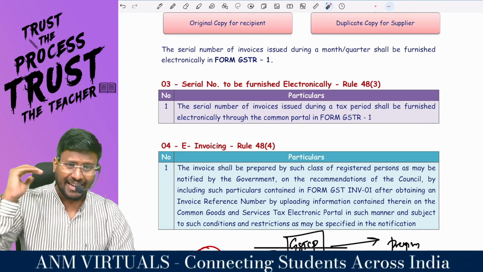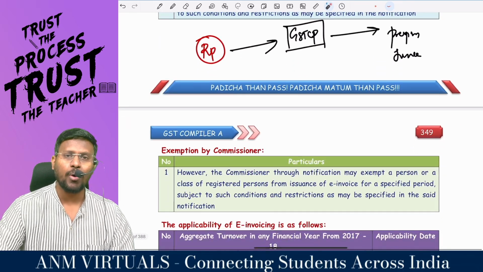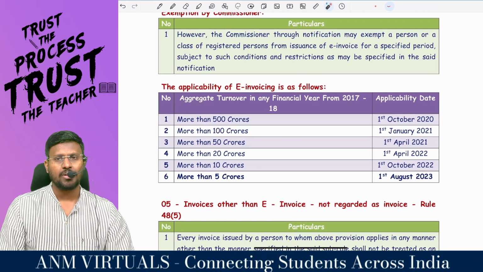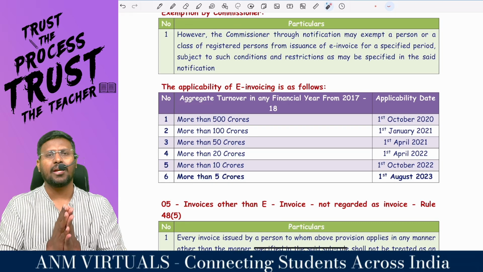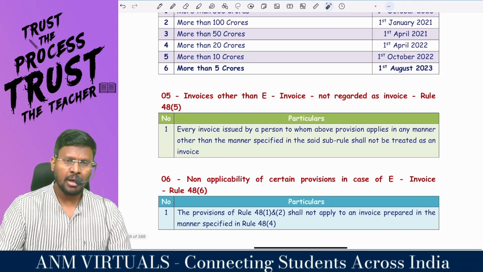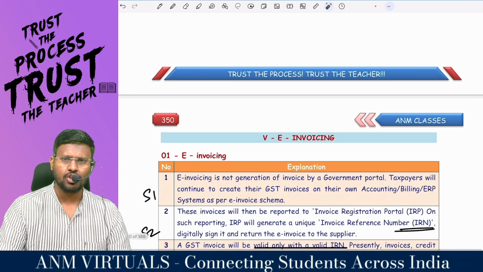Now we are going to talk in detail about the e-invoicing. E-invoicing, sir, to whom is it applicable? Sir, from financial year 17-18 onwards, if in any of the financial years your aggregate turnover exceeds 5 crore, you are supposed to do the e-invoicing. Sir, it's a 4-step approach. E-invoicing is basically a 4-step approach.